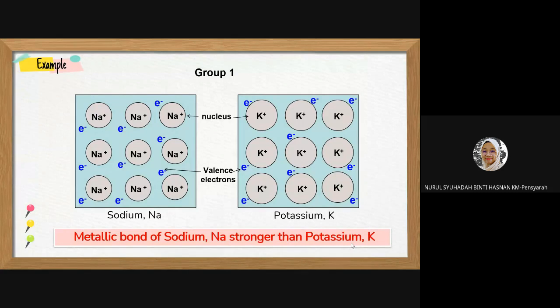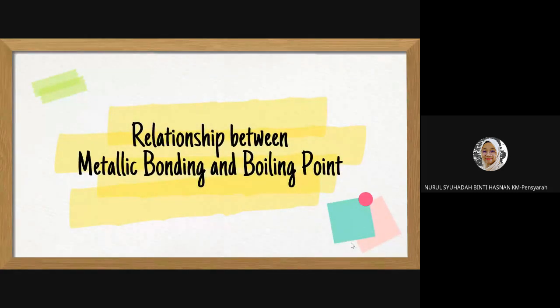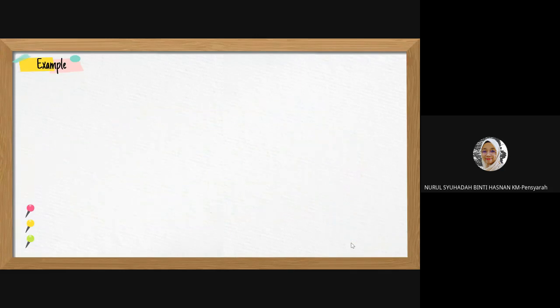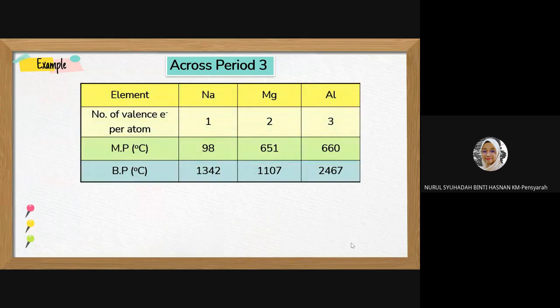Okay. So let's take a look at the relationship between metallic bonding and boiling point. So dia akan jadi directly proportional lah dekat sini. Stronger metallic bond will give us high boiling point. Macam tu, and vice versa. Weaker metallic bond akan bagi kita lower boiling point. Okay, so for example, katakan kita nak tengok across period 3.